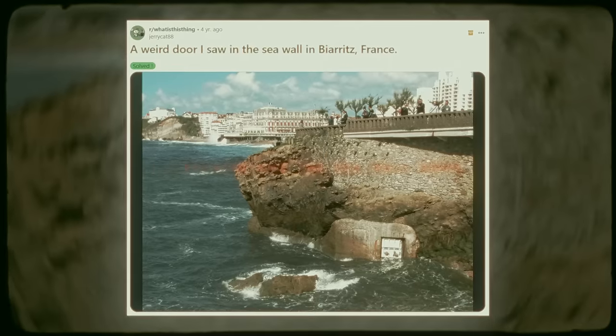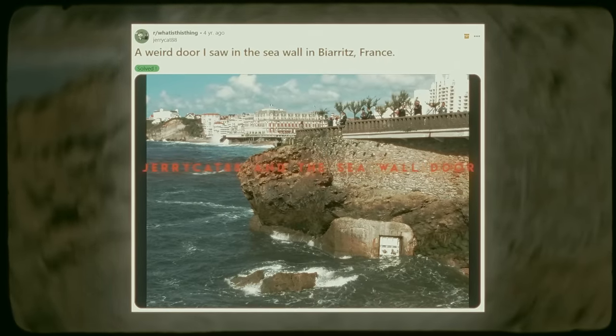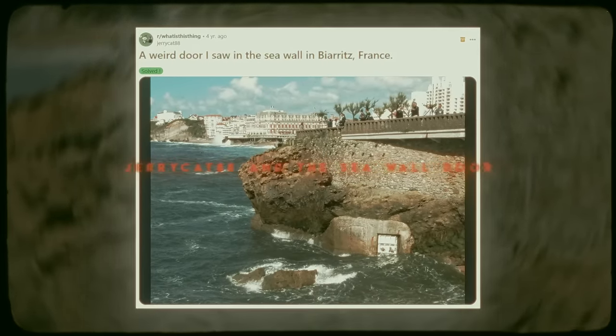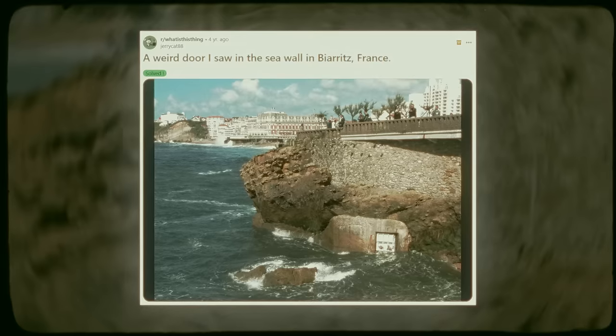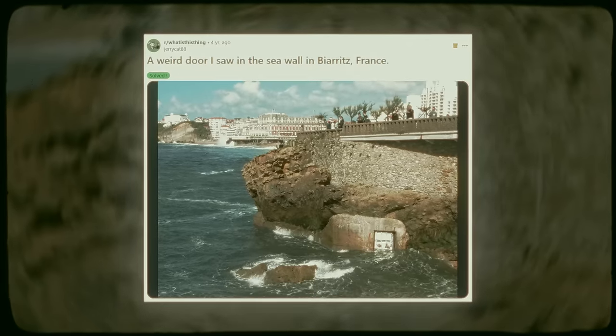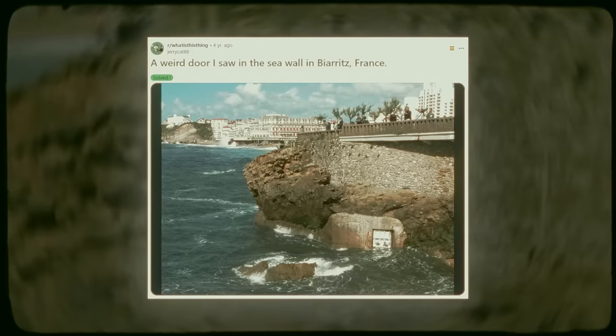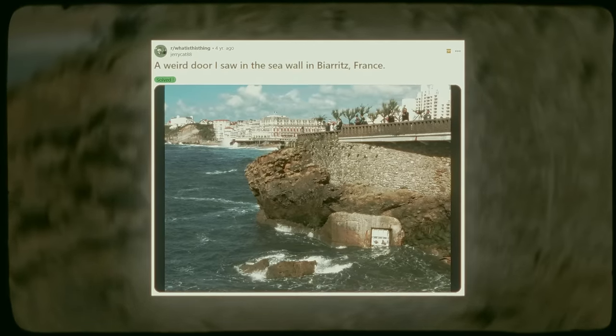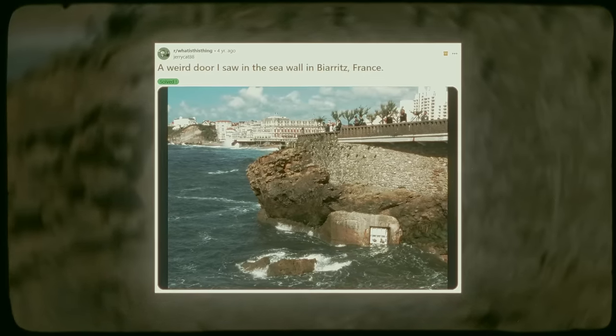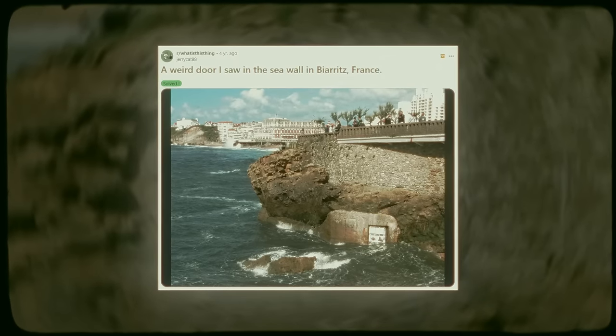4 years ago, JerryCat88 found himself on the What's This Thing subreddit after stumbling across what appears to be a door situated on the side of a sea wall in France. They shared an image of what they were speaking about, and in the bottom area, half a door can be seen peeping out of the waves.